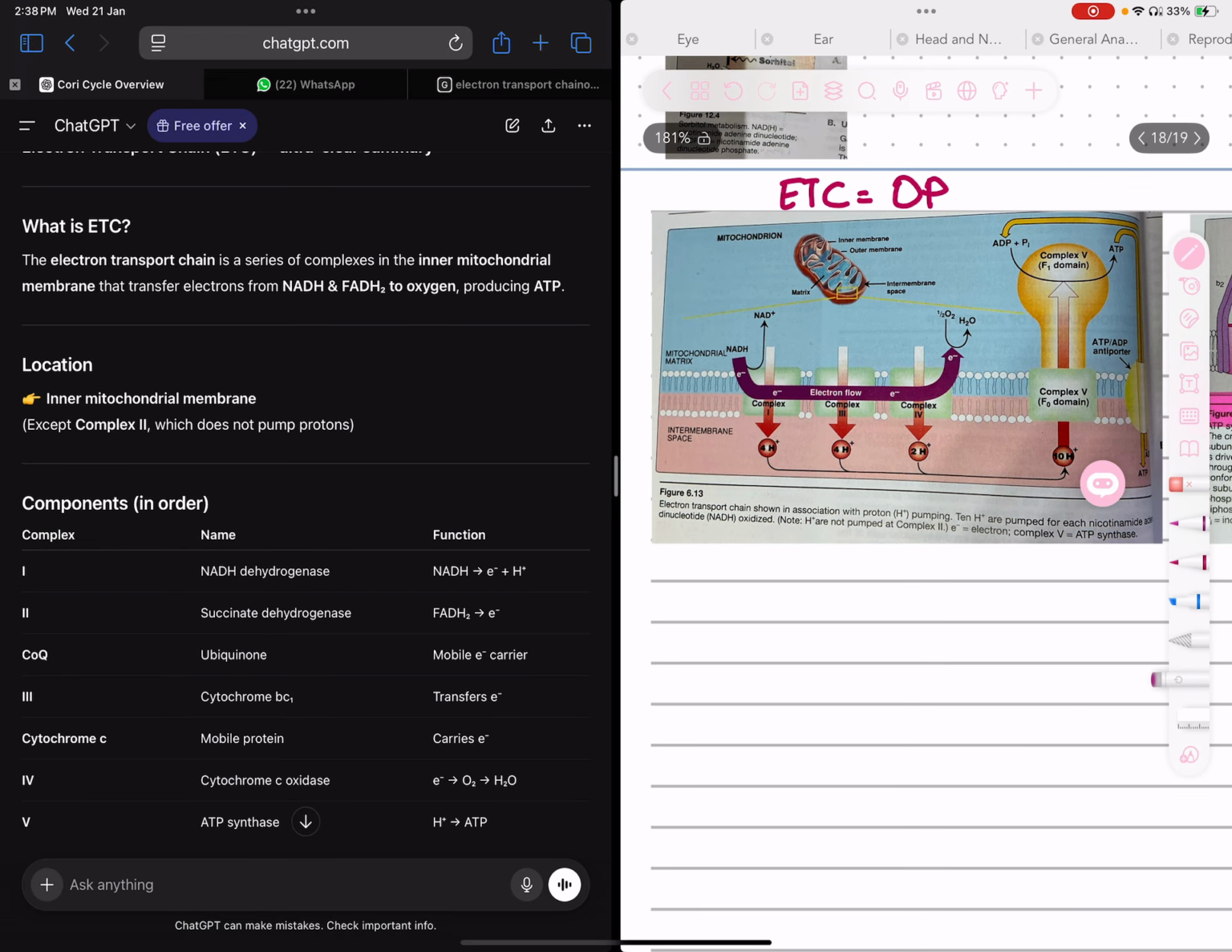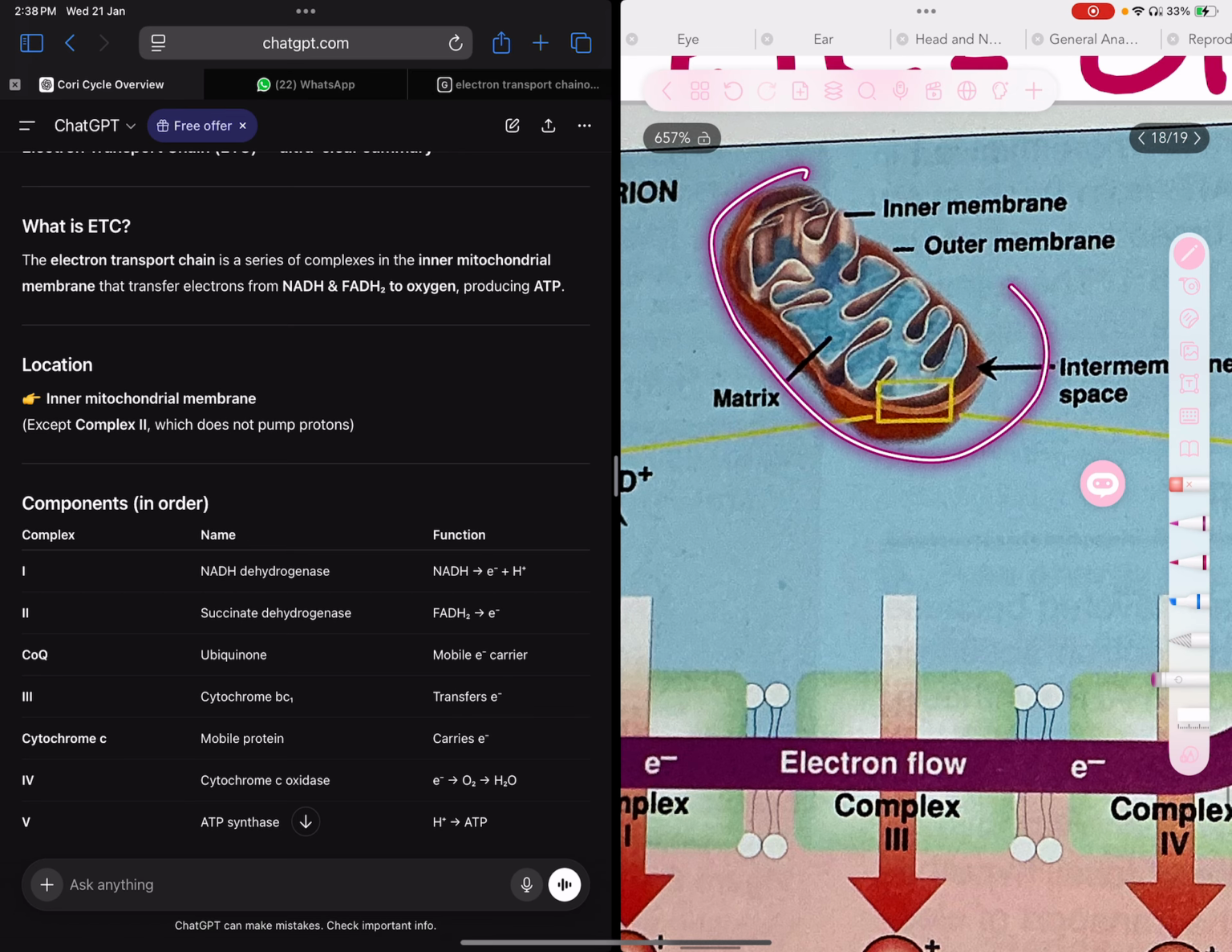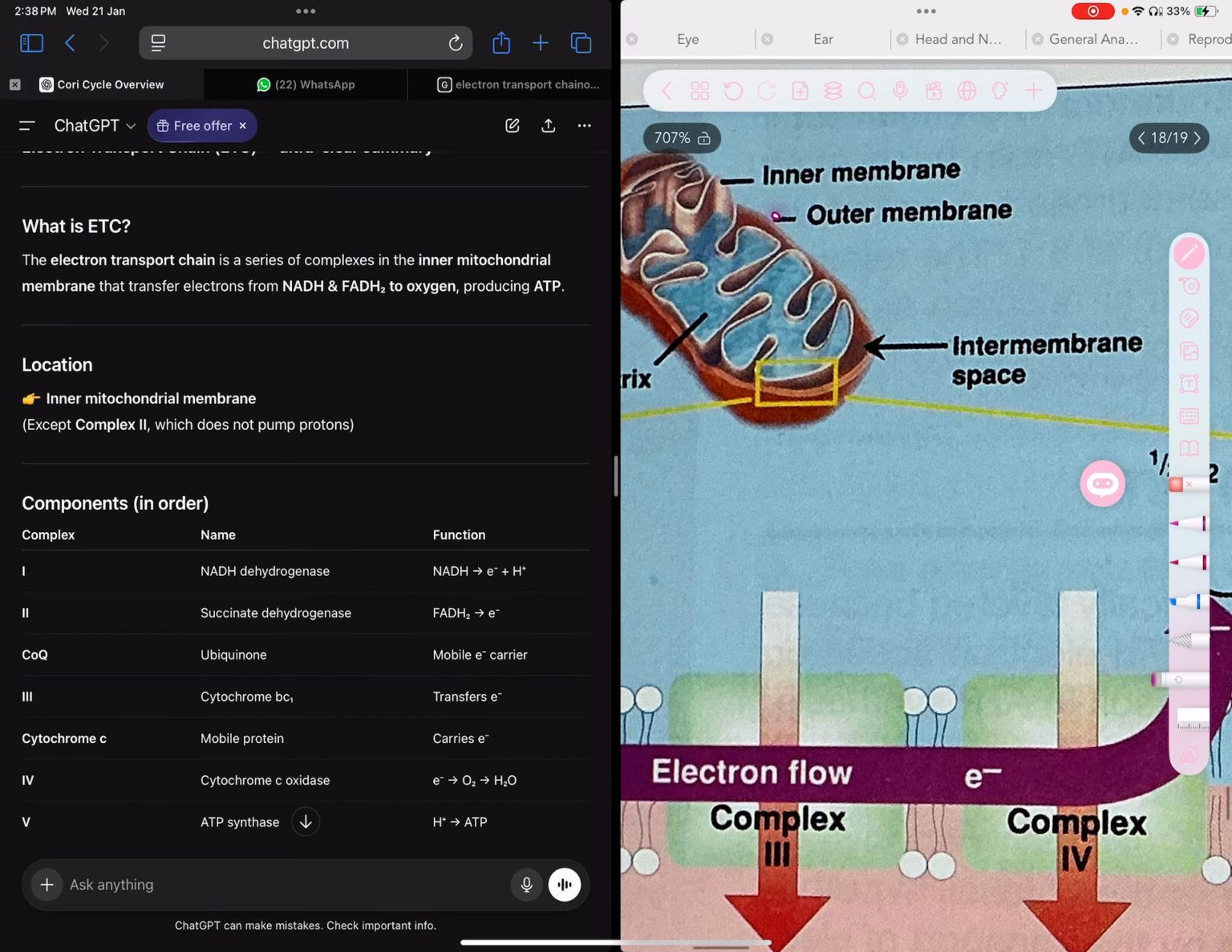Now, if you look at the mitochondria, this is basically a mitochondria. It will have a matrix in the middle, and these are its membranes. So you have an outer membrane, and then you have the inner membrane. The inner membrane forms more of a crystal-like structure, right? So between the outer membrane and inner membrane is the intermembrane space.